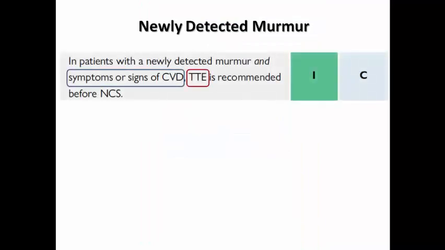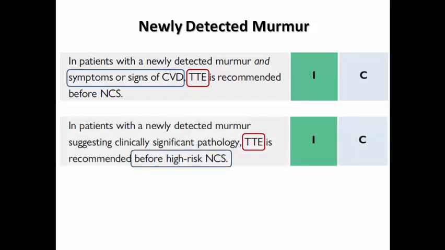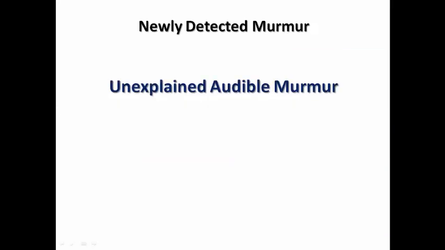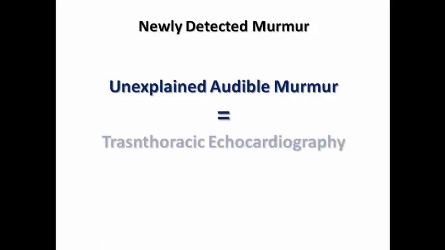If a patient has a newly detected murmur and is symptomatic for cardiovascular disease, echo is class 1. If a patient has a newly detected murmur suggesting clinically significant pathology, it is also class 1 before high-risk surgeries. And in a patient with a murmur who is completely asymptomatic, echo is class 2A before moderate-risk surgery. So in general, we can say that an unexplained audible murmur equals the need for transthoracic echocardiography.